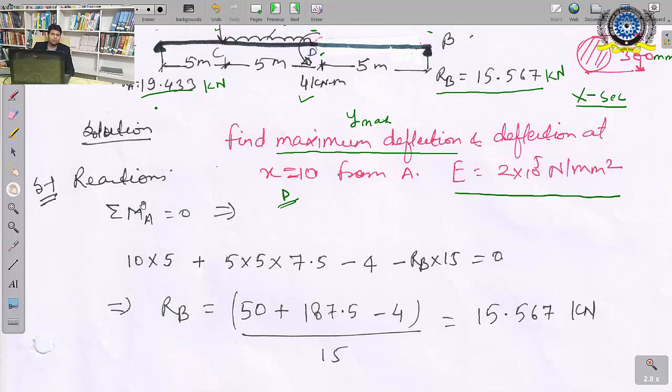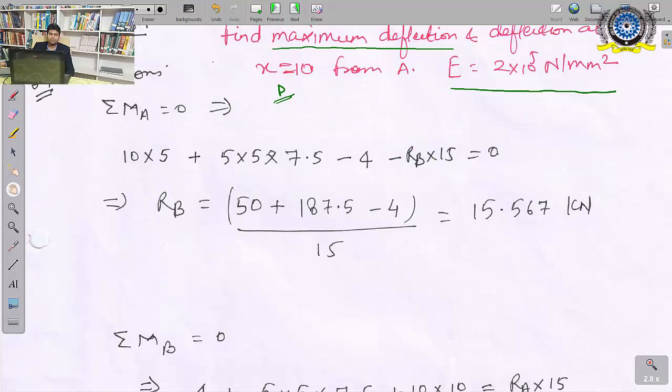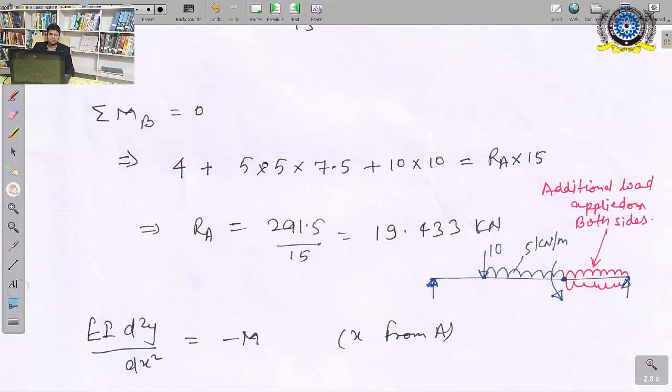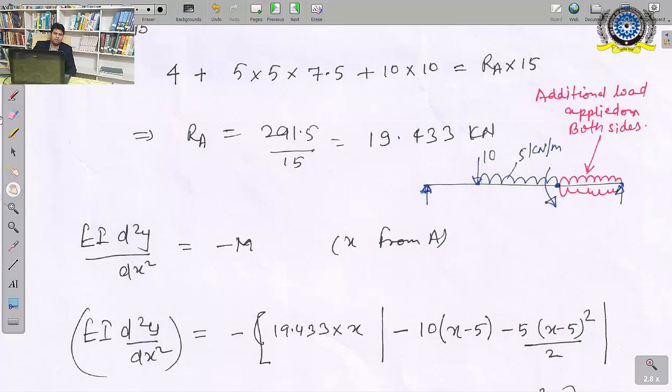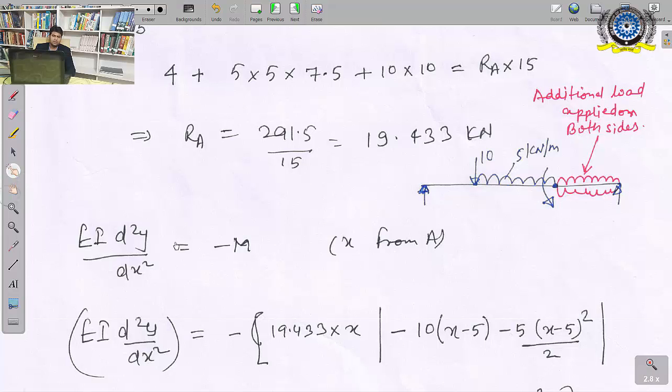Then what is step 2? You all know our master equation, EI d2y by dx square equals minus M. In our previous numerical, we had taken this minus on the other side, but here we have applied this minus sign on this side. It doesn't matter. Wherever you want to apply this minus sign, you can. So by writing this equation, we have EI d2y by dx square equals minus of M, and what is the equation of moment M?